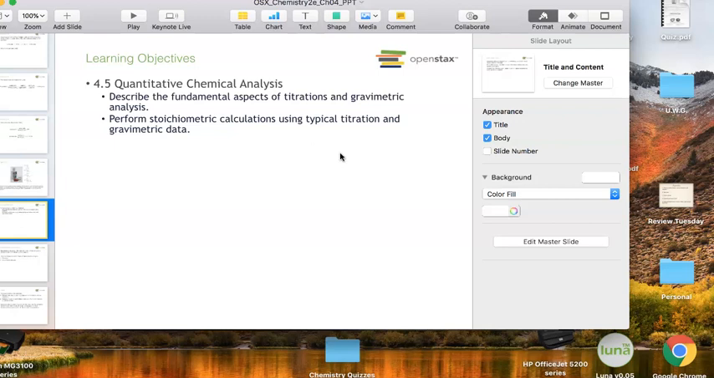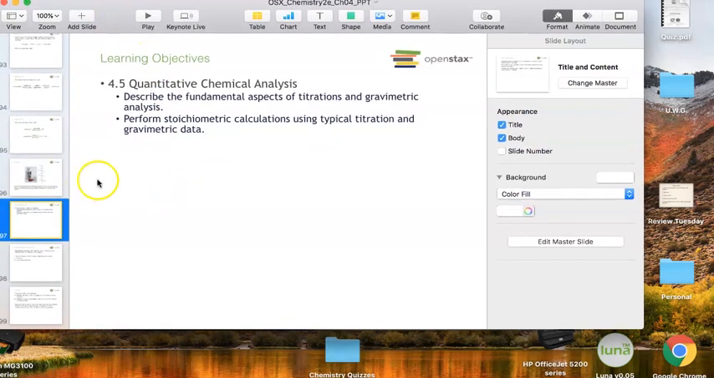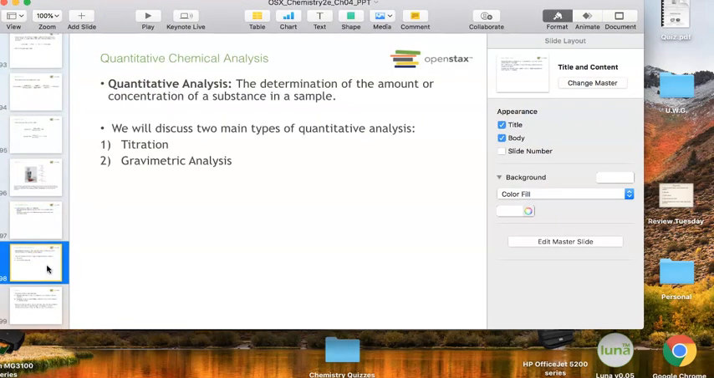And we're also going to talk about gravimetric data and analysis and being able to use stoichiometry in order to use your titration and gravimetric data to figure out concentrations of solutions. That's the point of doing a titration, and gravimetric analysis to determine basically the mass of your product produced, and using stoichiometry.